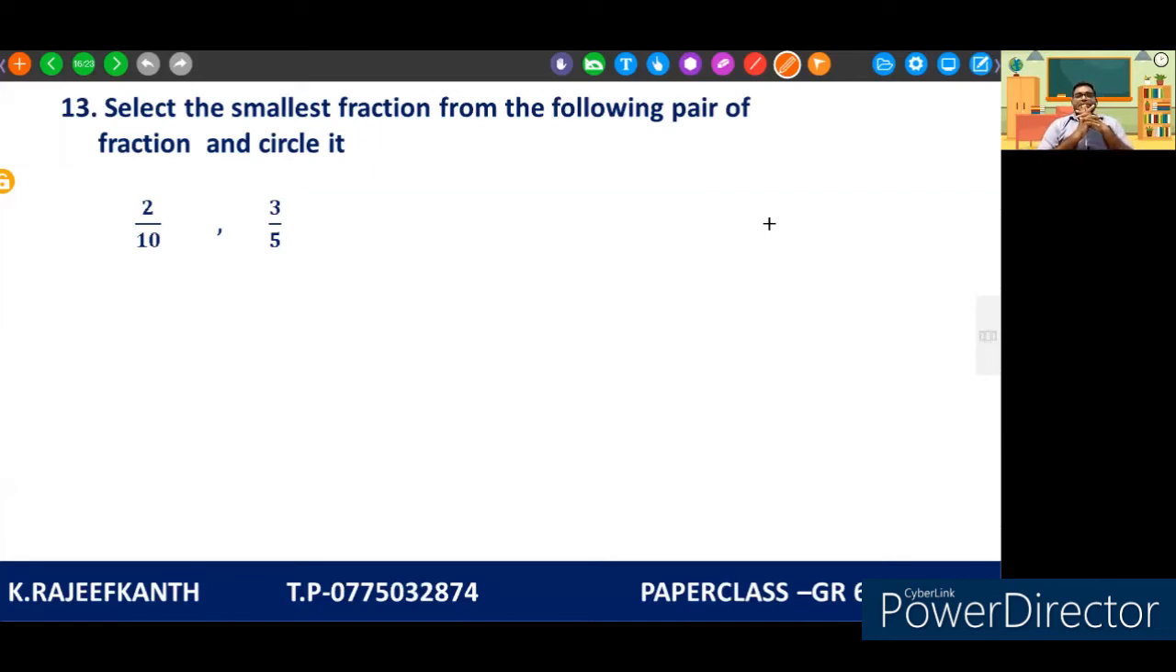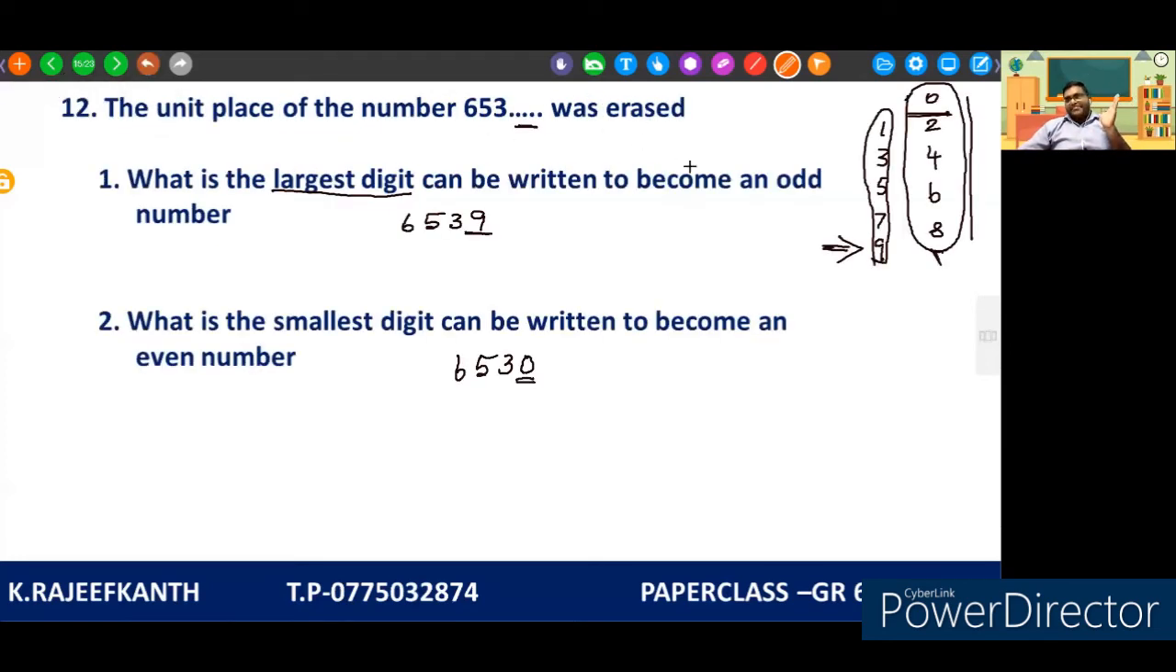Someone is asking, 0 has no value, sir, then how does 0 come as an even number? I didn't say 0 is an even number. If a number should be an even number, the last digit should be 0, 2, 4, 6, or 8. I am not saying that the last digit should be an even number. The last digit should be 0 or 2 or 4 or 6 or 8. So we can write the 0.